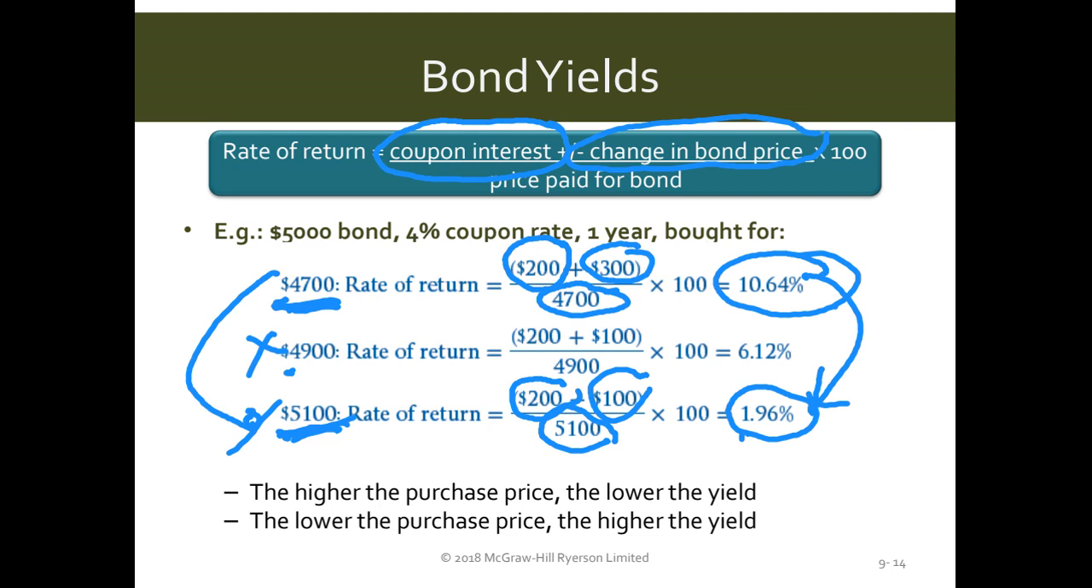I've already written it here. If you read here, it says the higher the purchase price of a bond, the lower the yield. The lower the purchase price, the higher the yield. So they are inversely related.